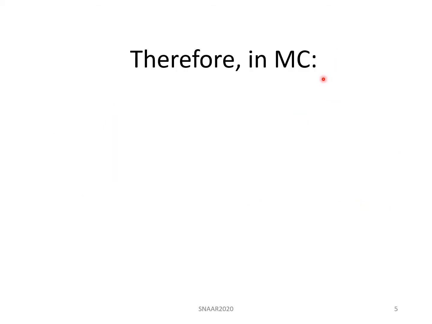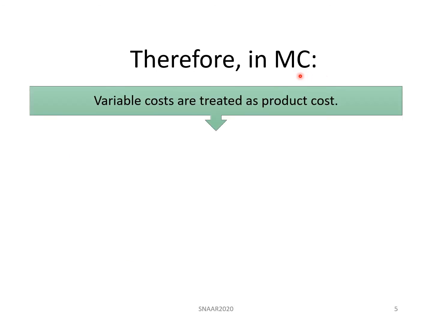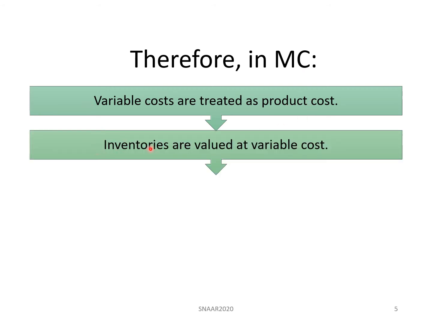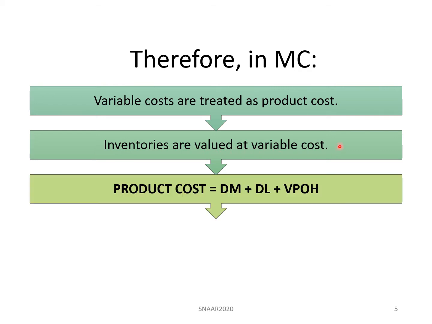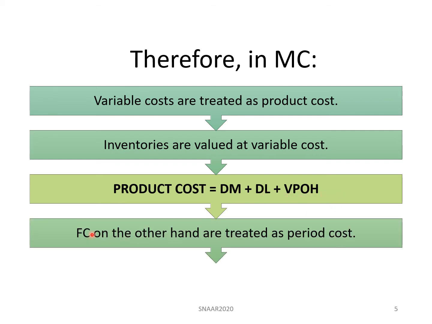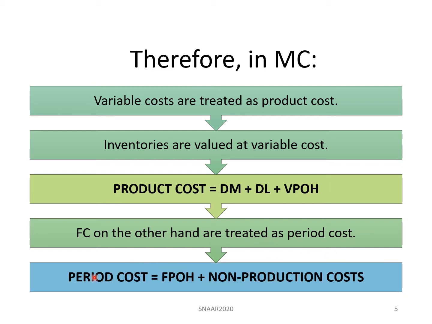And then, kita patah balik tentang MC tadi, marginal costing. So, therefore, in MC, the variable cost adalah product cost. Inventories are valued at variable cost. Product cost equal to direct material, direct labor campur dengan variable production overhead. Fixed costs are treated as the period cost. So the period cost ada fixed production overhead dan juga all the non-production costs. Okay.